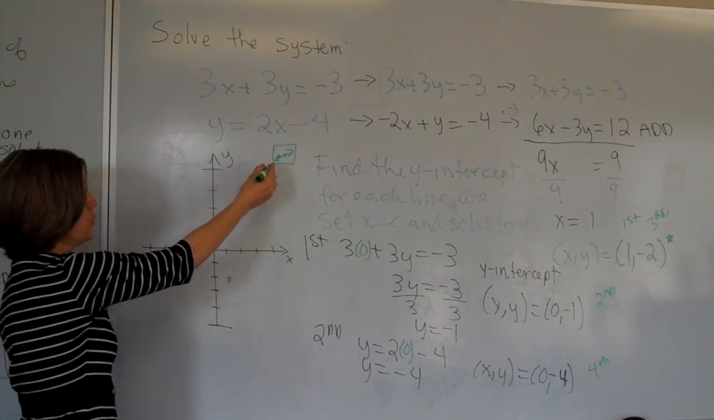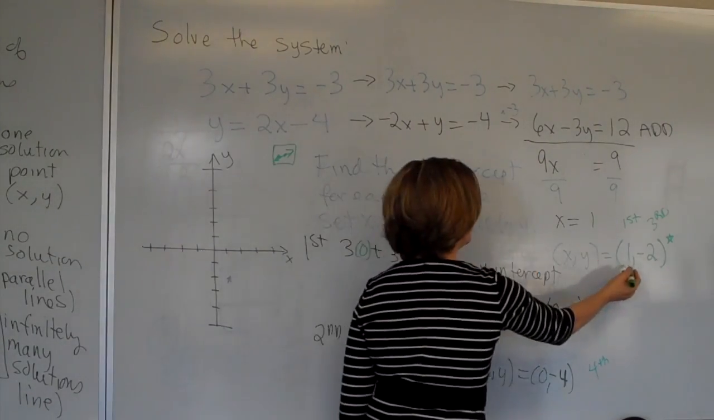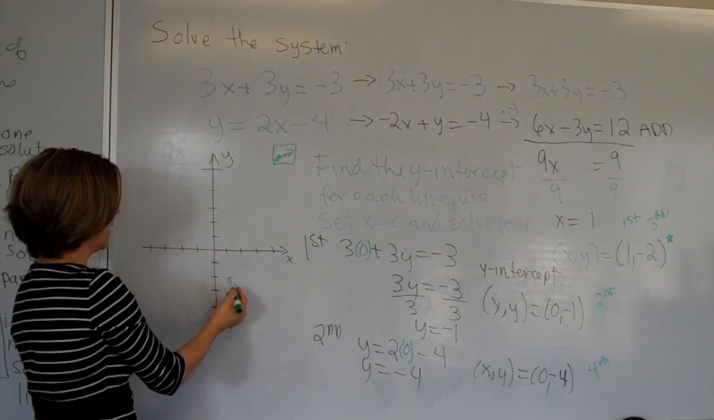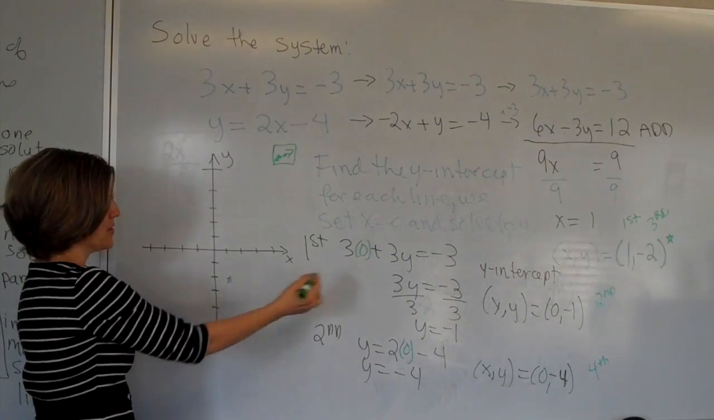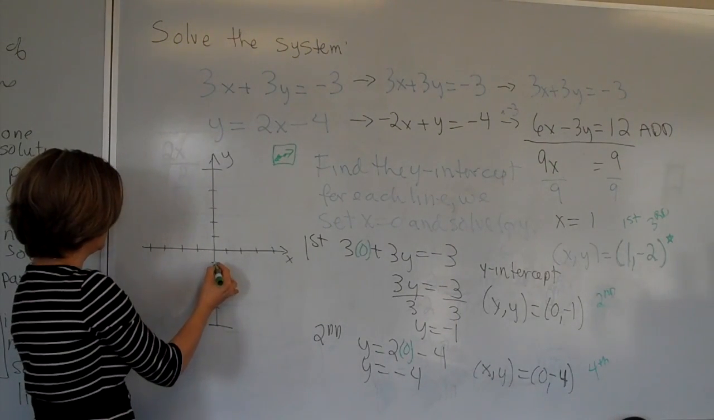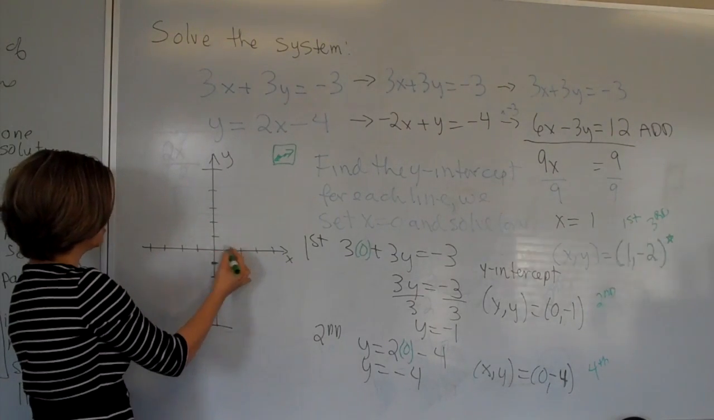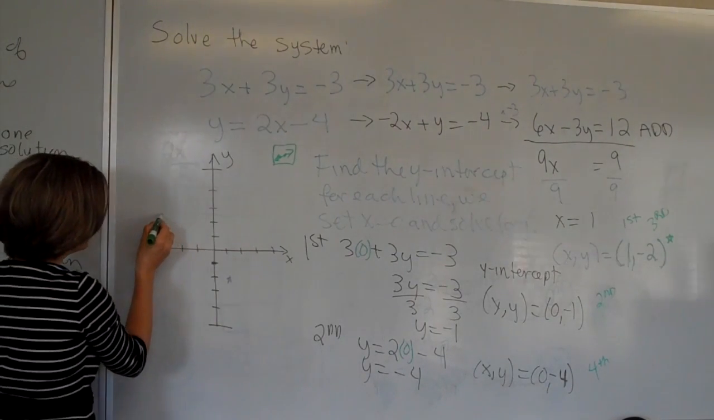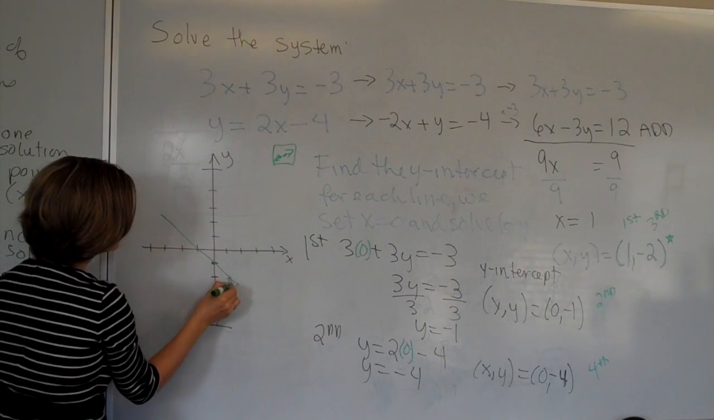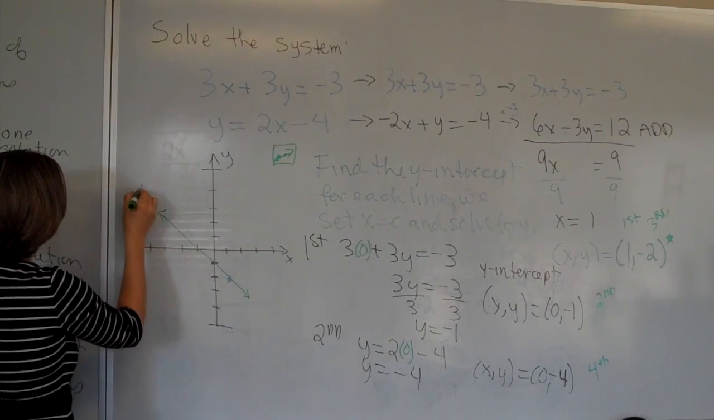We click on the line tool. We plot the first point, the starred point, 1, negative 2. Then we plot the second point, 0, negative 1. Starting here at 0, 0, we go 0 in x and down 1 in y. That will give us this, which is the graph of the first line.